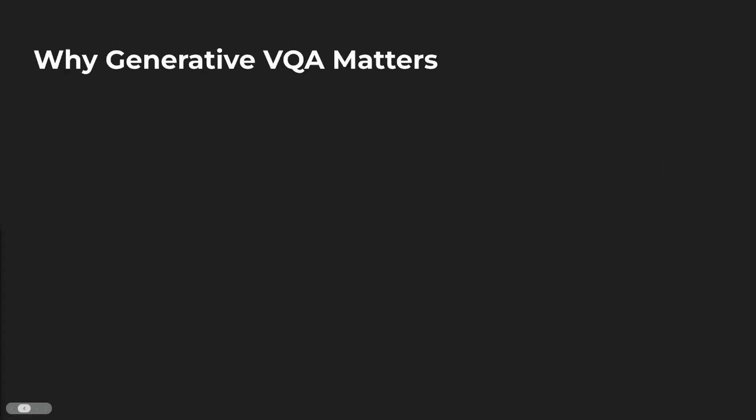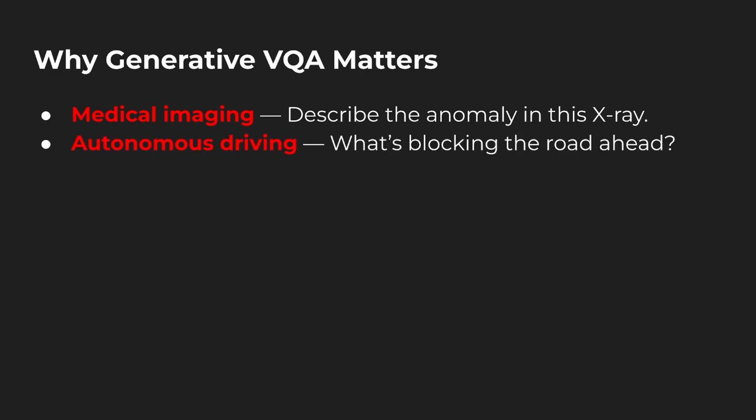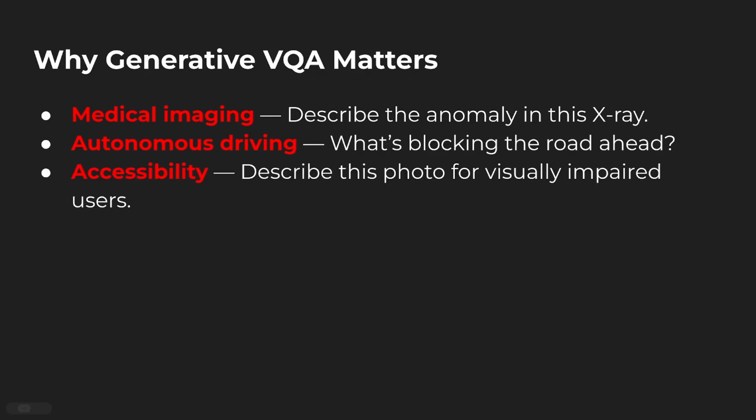Why is generative VQA so important? Think about its real-world applications. In hospitals, it could help us find anomalies in an X-ray. In autonomous driving, it could answer questions like what's blocking the road ahead. For accessibility, generative VQA can help visually impaired users understand photos in real time. And in image search or captioning systems, it allows richer, more descriptive results. The flexibility and contextual understanding is what makes the generative approach so powerful.